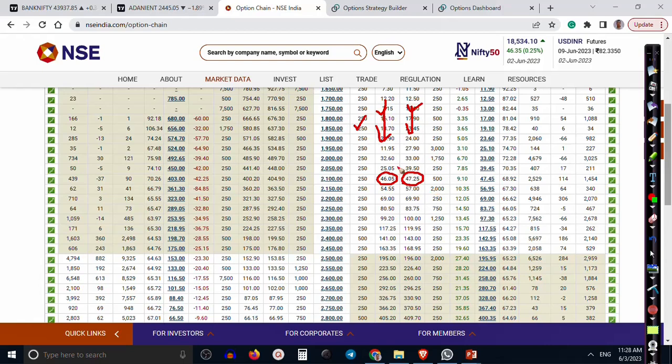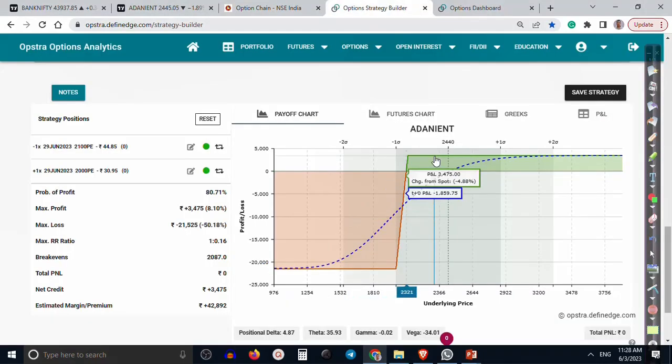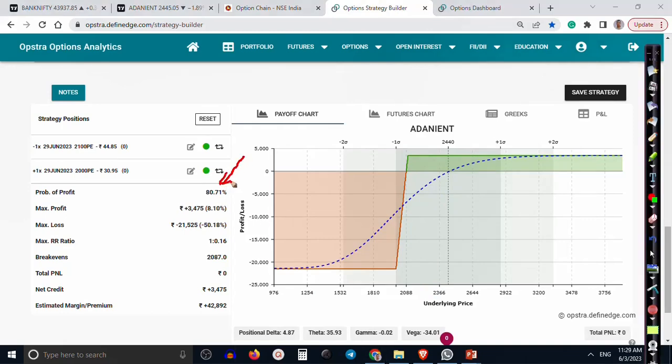And the other one we bought is 2200, so here you can see 32.60 and 33, only 0.40 spread there. It's just perfect. Okay, so once you place this order, always check the probability of profit. Basically this strategy has more than 80% probability. This is the winning probability, 80%.